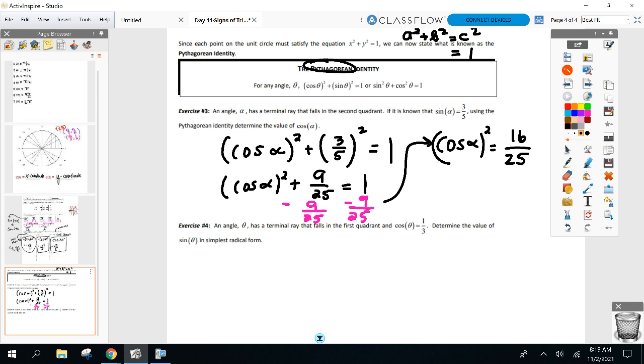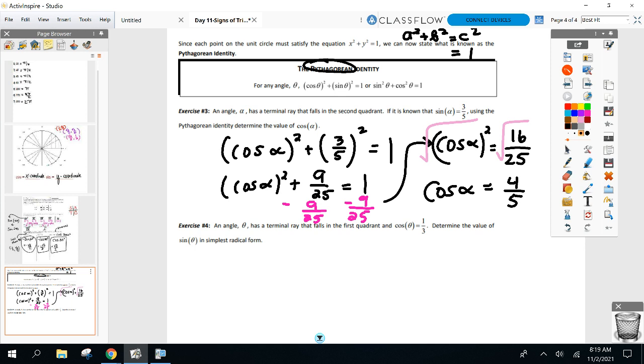Square root it. Now to get rid of the squared, I take the square root of both sides. Nothing new. That gets rid of the squared, so I'm just left with cosine alpha, which I was asked to solve for. Square root of 16 over 25. What is it? 4/5. So cosine equals 4/5.